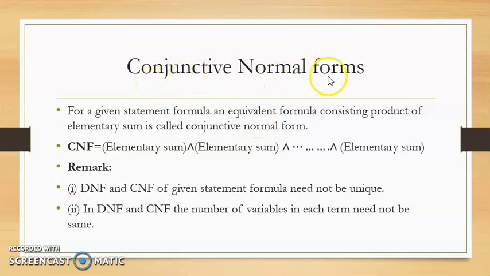Next we will see conjunctive normal forms. For a given statement formula, we write a product of elementary sums. We call it conjunctive normal form. So here CNF can be written as elementary sum and elementary sum, that is, we call it a product, and this product: elementary sum product, elementary sum product, and so on. So this we call a product of elementary sums.